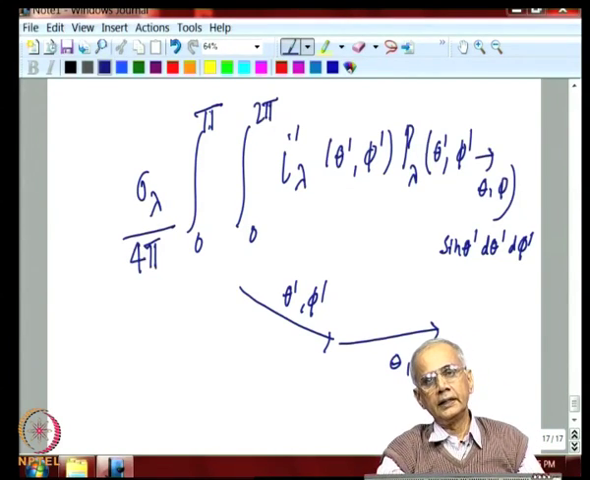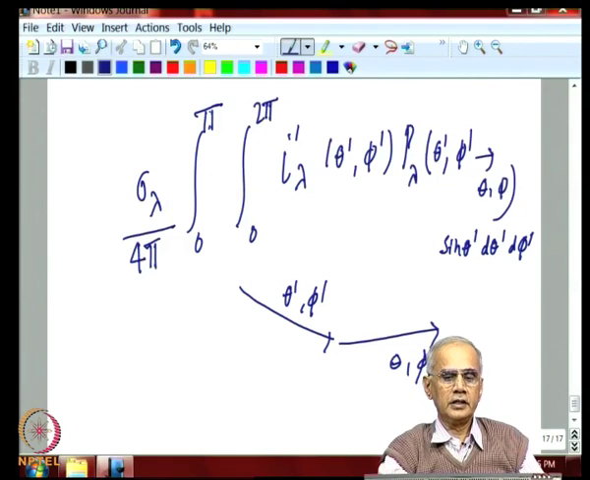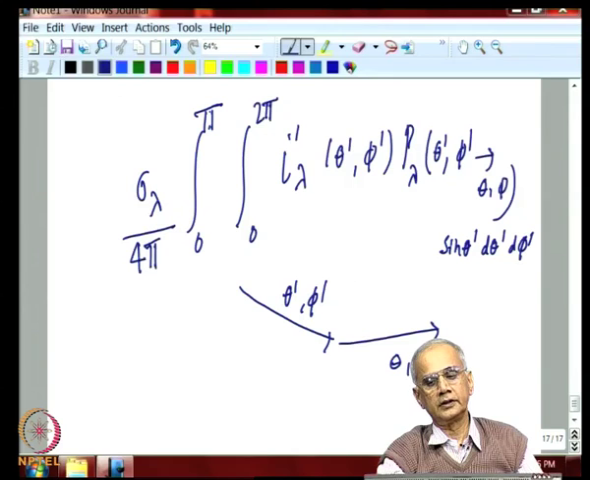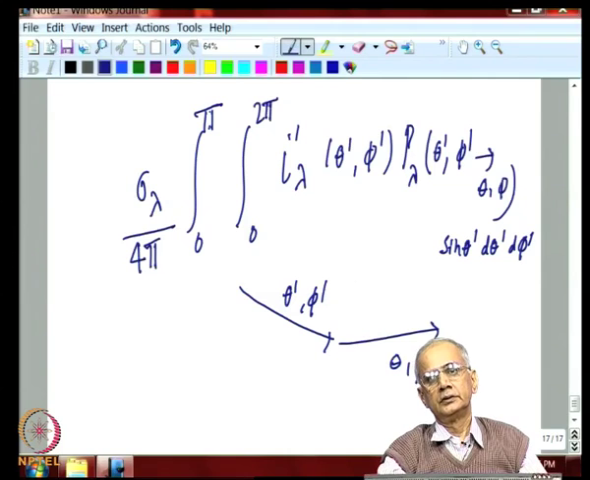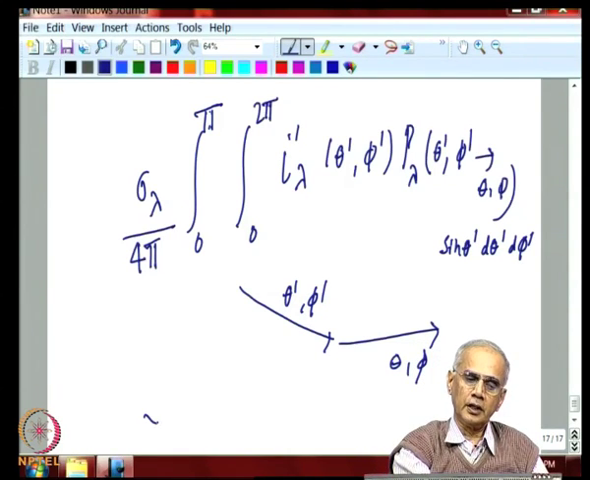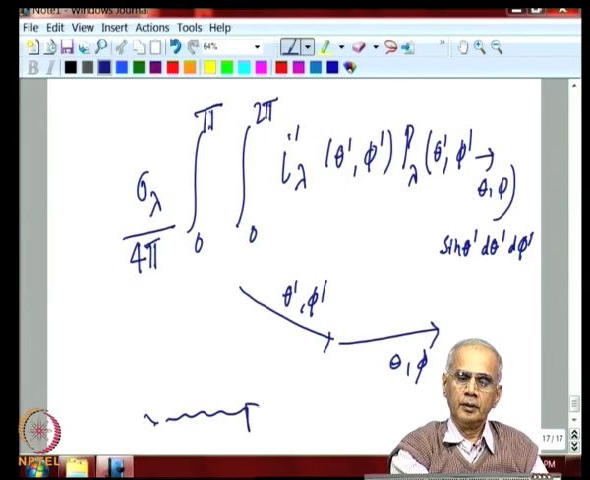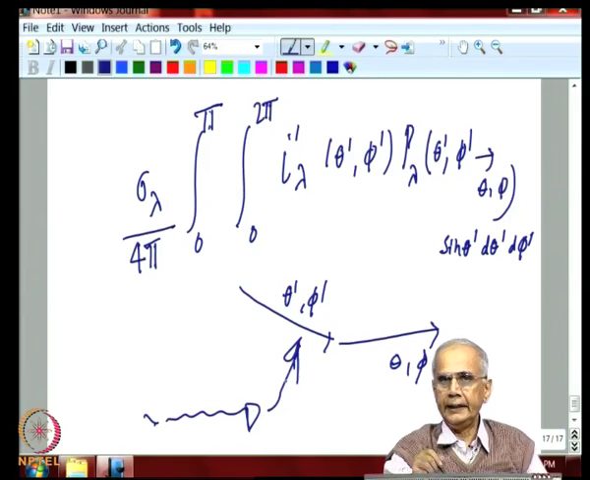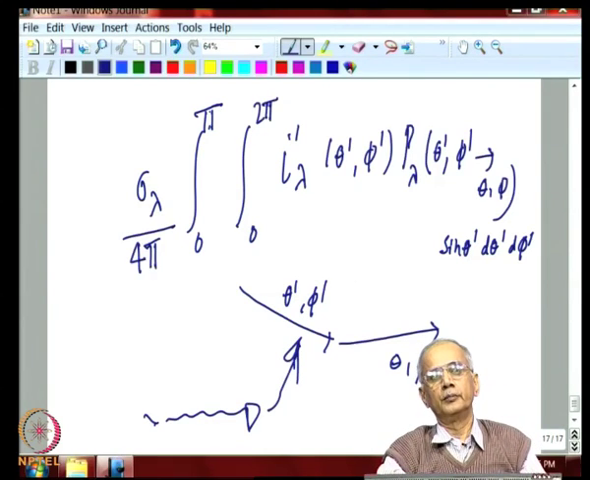So, scattering is linking the radiation coming in the direction theta prime phi prime to radiation in the direction theta phi. Now, this linkage was missing in the pure absorption problem, because in a pure absorption problem, we are merely concerned with photons in a given direction being absorbed by gas molecules or scattered out. There was no scattering in the pure absorption problem.